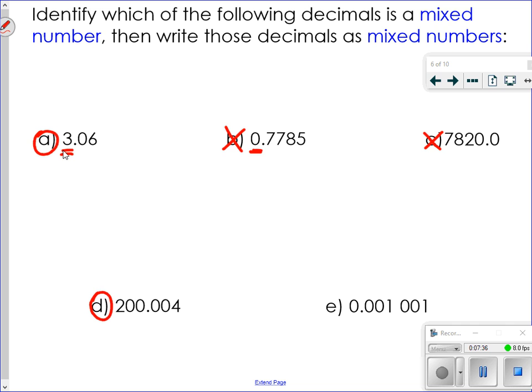What about E? 0 decimal 001,001. There's no whole parts, so no, it's not a mixed number. So we only have 2 there that are mixed numbers. Let's see if we can write them as mixed numbers. So 3.06 means I have 3 wholes and 6 in the second position after the decimal. That's hundredths, isn't it? 3 6/100ths.